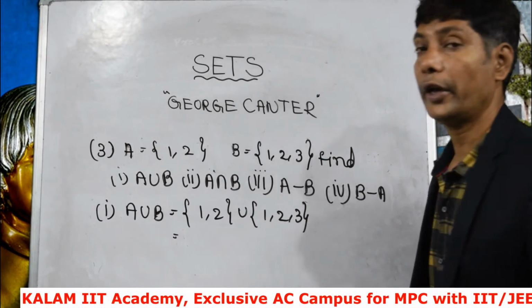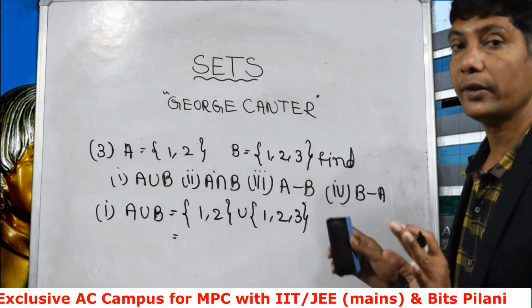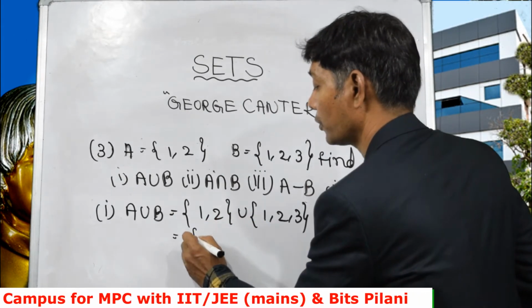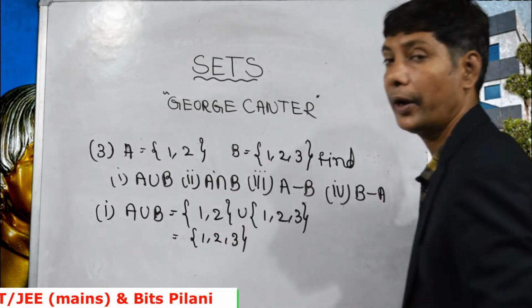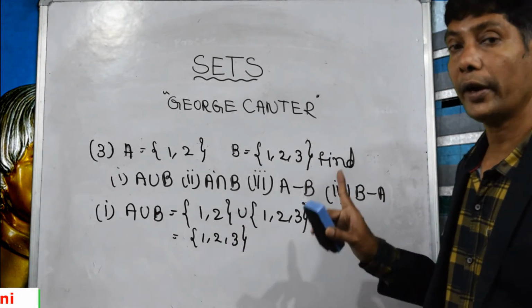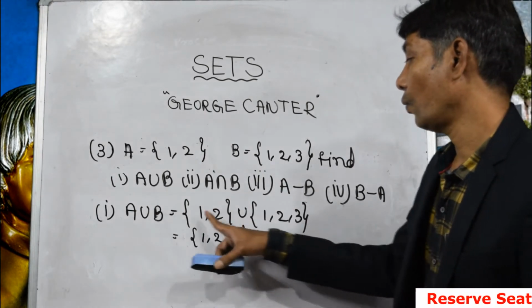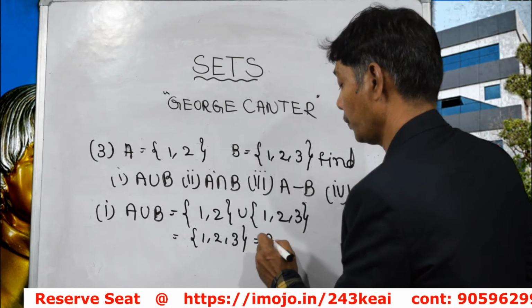Now write down A union B. A union B means all the elements present in the first set and the second set also. Here all elements: 1, 2, 3. 1, 2 are repeated. We should not bother about repeated values. We have to write only one time, not two times. 1, 2, 3. That means B.